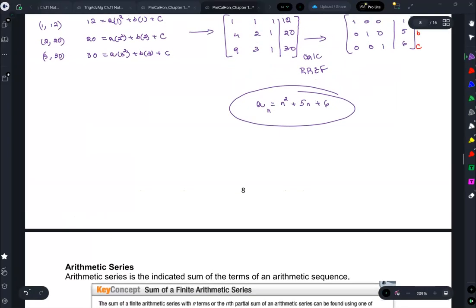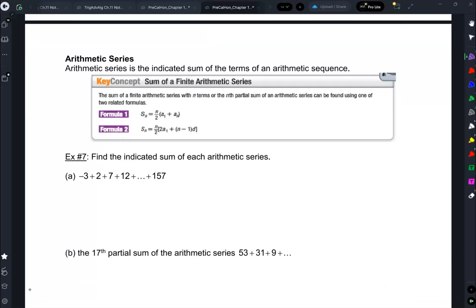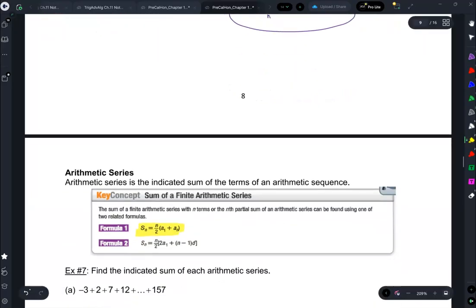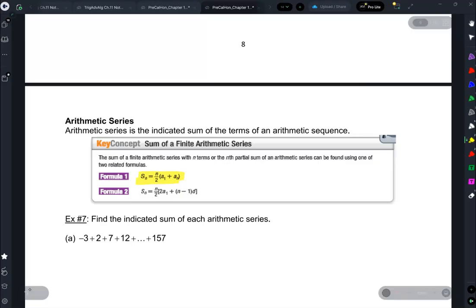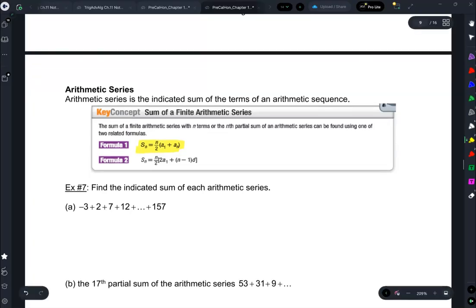Okay. So this was all about arithmetic sequences. What about series? Remember, series is just the sequences but added up. So there are 2 formulas we need to remember. This is the first one. You need to remember these 2 formulas. This is the formula for an arithmetic series: n over 2 times a1 plus an.